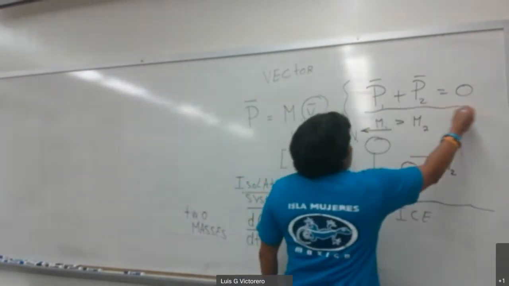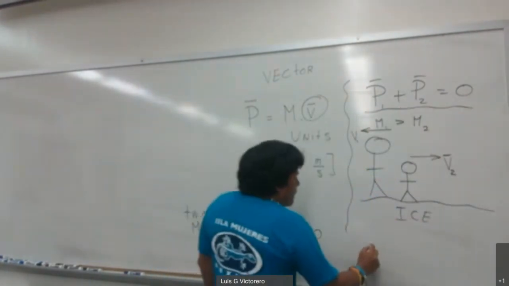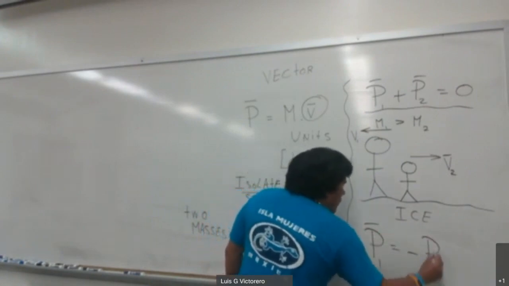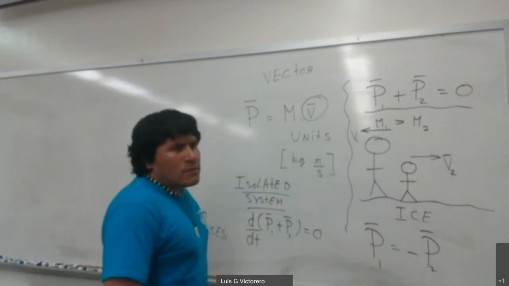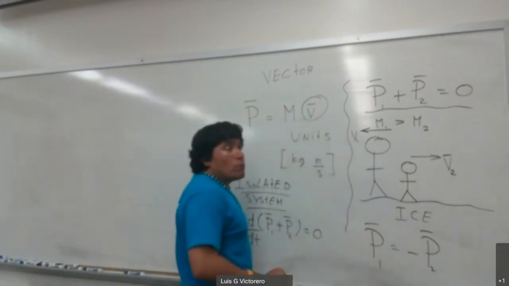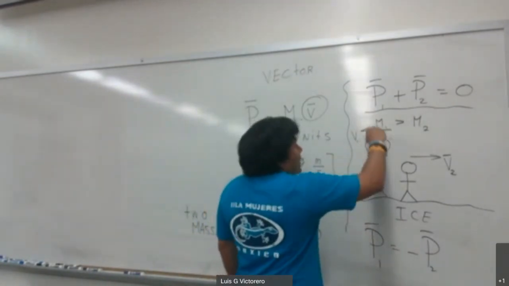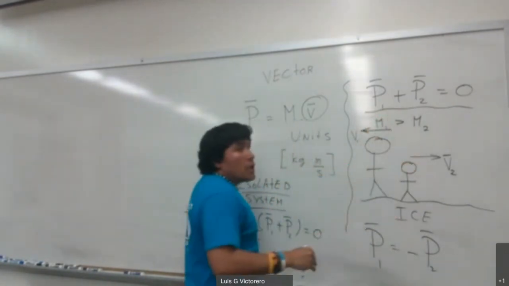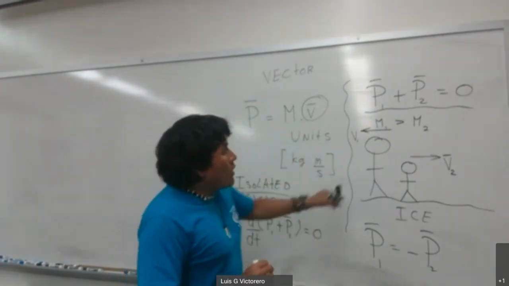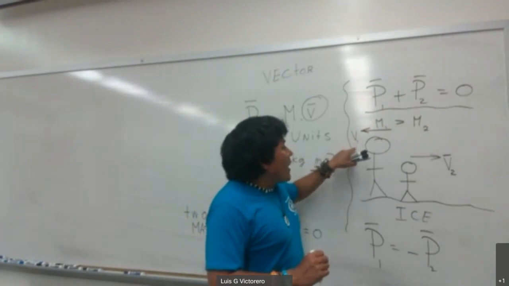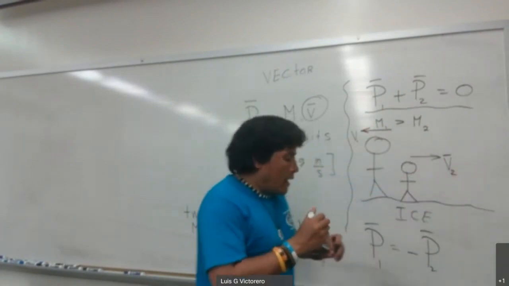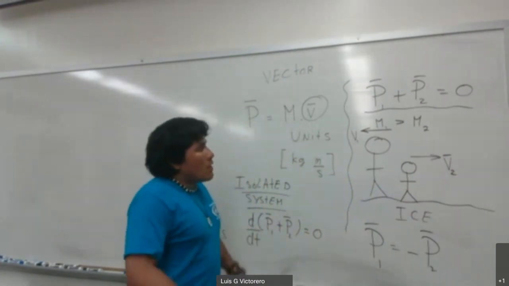Right? Because of this equation, we know that P1 is equal to minus P2. Now, the minus is just in terms of the direction of the vector. If I take the magnitude, P1 equals P2. So the momentum of the dad has to be equal to the linear momentum of the kid. So in order for that to be equal, V1 has to be less than V2. So the kid will move a greater distance. Right?